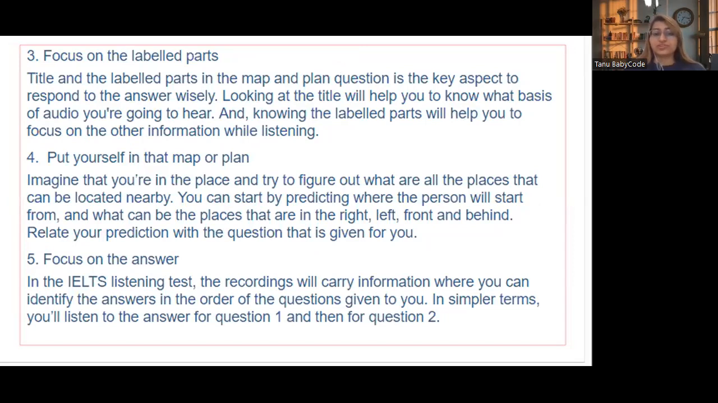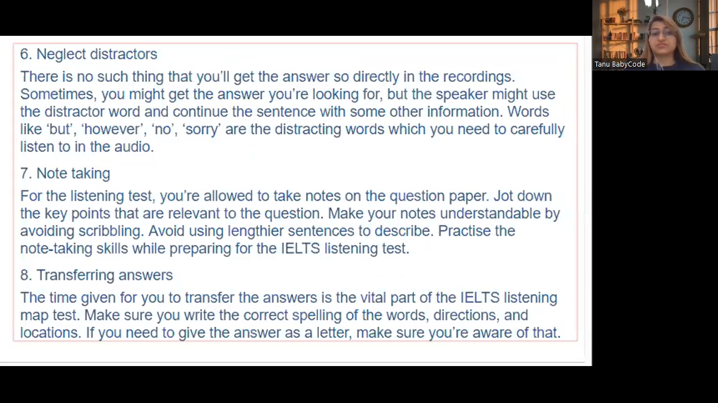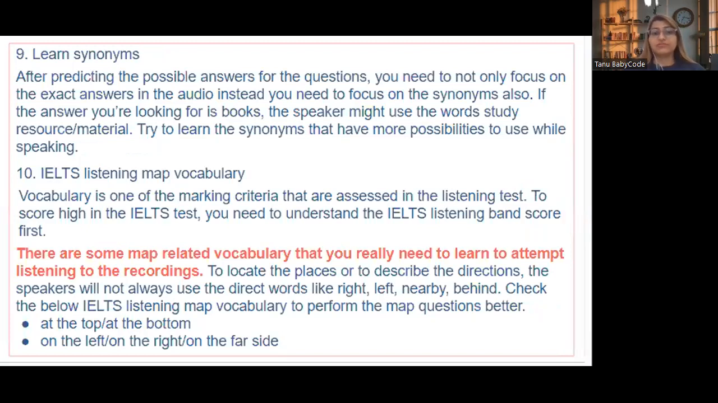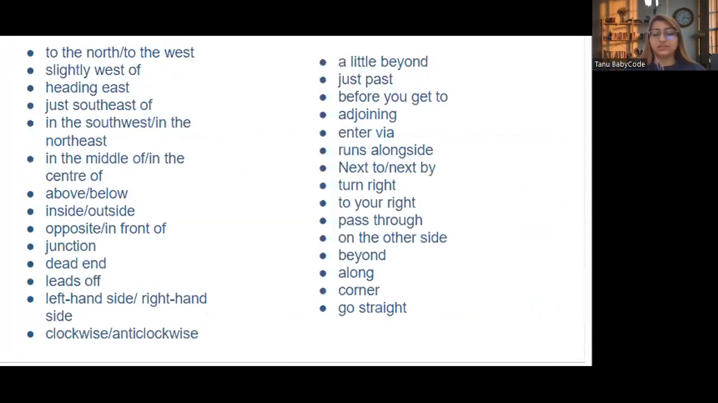Recording will carry information where you can identify answers, right? Neglect the distractors. Look for some words like but, however, no, sorry. These are the distracting words. Do the note taking. You are allowed to take notes. Jot down your ideas. Transfer your answers because it will help you in finding your correct answers. Look at the synonyms. Always predict your possible answer. Look for the map vocabulary also. See the map vocabulary here. You can just save it.